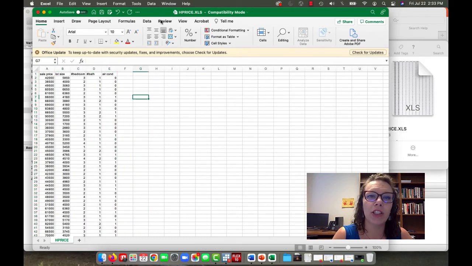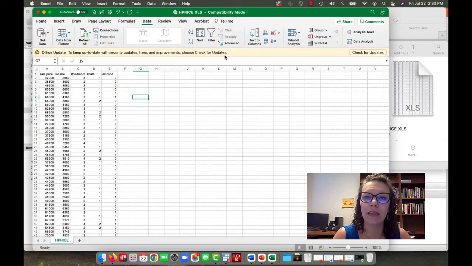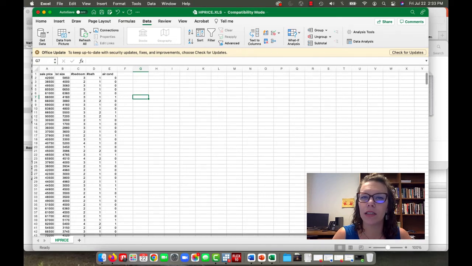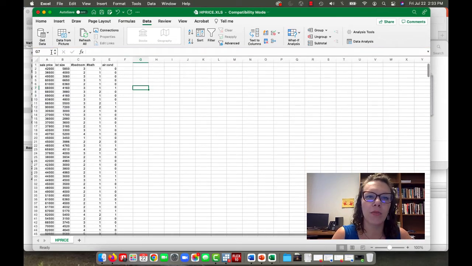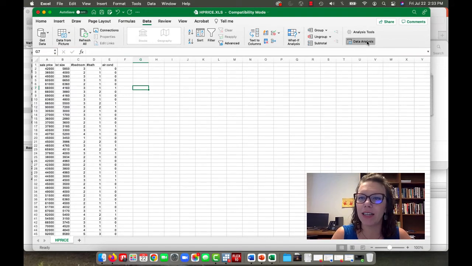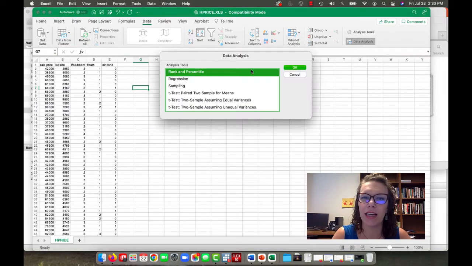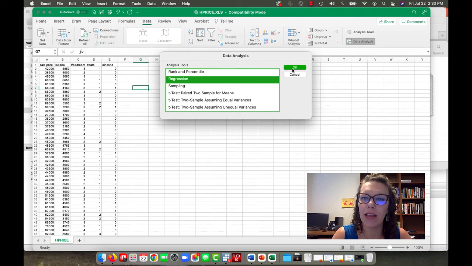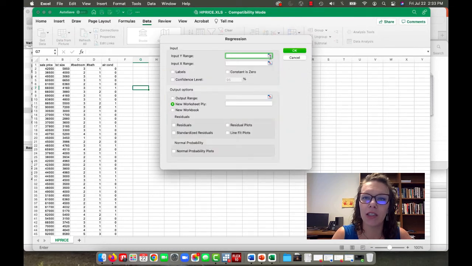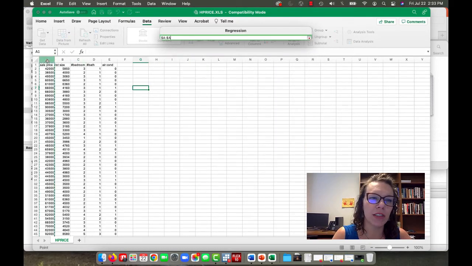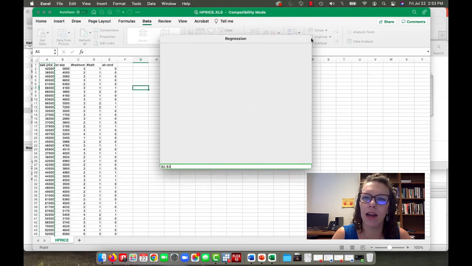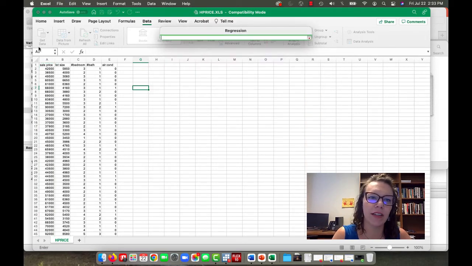To run a regression, I go over to data, and then, oops, let's get this opened up. You might not have this in your Excel, you might have to download it, but you want to use the data analysis tool regression, and that will let you run a regression. You select your y variables, which is going to be this one, and then you select your x variables, which are going to be all of these.